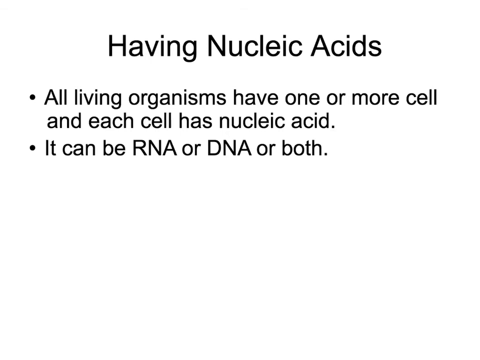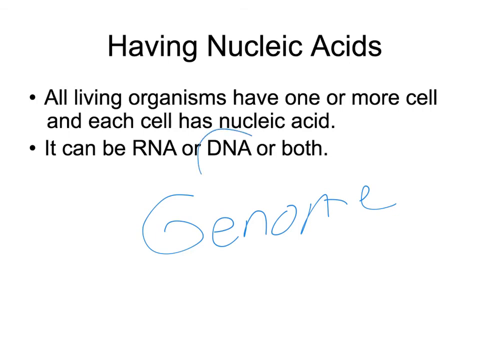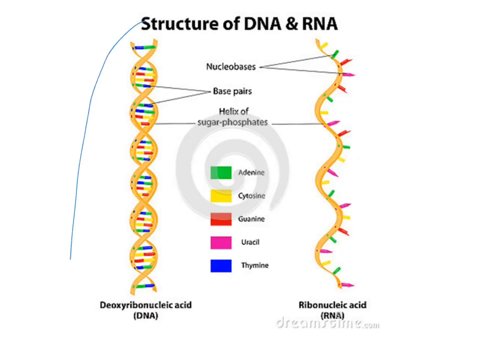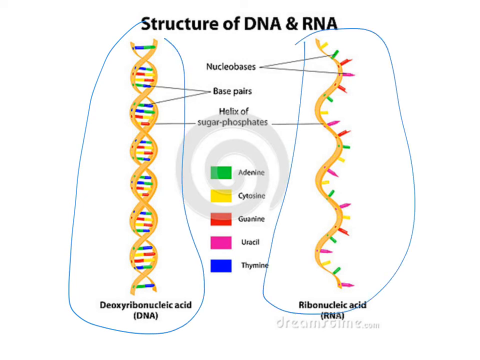Having nucleic acids is another characteristic. All living organisms should have genetic material. We call this genetic material the genome. And this genome can be DNA or RNA or both. This is the double helix structure of DNA, and this is the one-stranded structure of RNA.